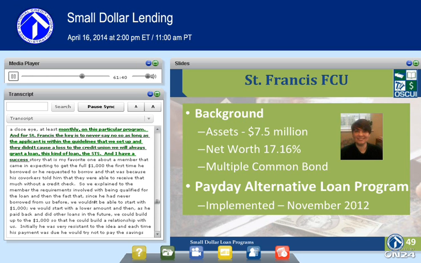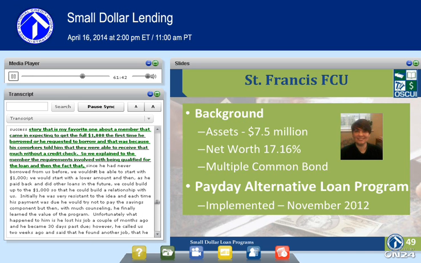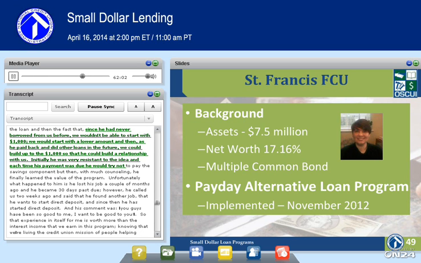And I have a success story that is my favorite one about a member that came in expecting to get the full $1,000 the first time he requested to borrow. That was because his coworker told him that they were able to receive that much without a credit check. So we explained the requirements for being qualified for the loan, and that since he never borrowed from us before, we wouldn't be able to start with $1,000. We will start with a lower amount, and as he paid back and took other loans in the future, we could build up to the $1,000 so that he can build a relationship with us.